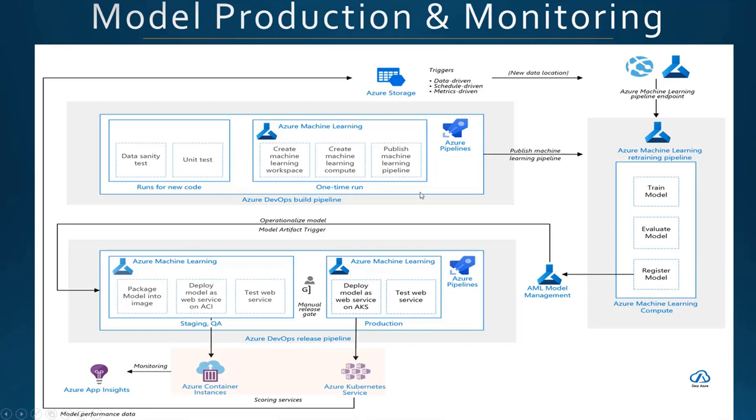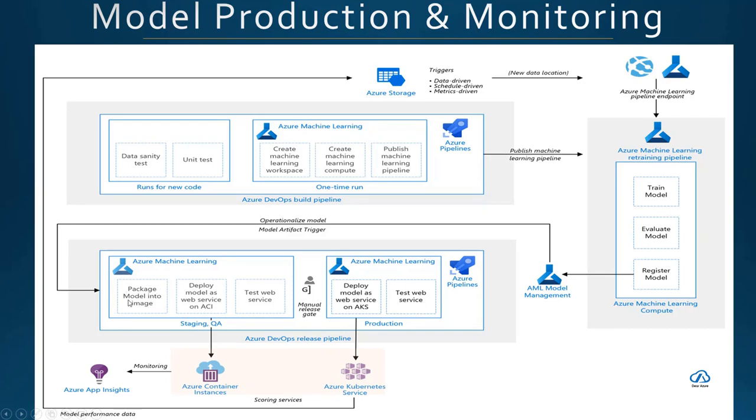registering. And before everything, you go through this approach of publishing your machine learning pipeline, which has runs for new code, which is data sanity test, unit test. The data is here, your script has access to the data, everything is done. You create a proper DevOps machine learning workspace. You create the compute, you write the script, and then you push the script on that compute to train your model. The moment you are sure that this is the model that you want, you register your model and push it, using AML model management so that the model is in the Azure Machine Learning workspace.